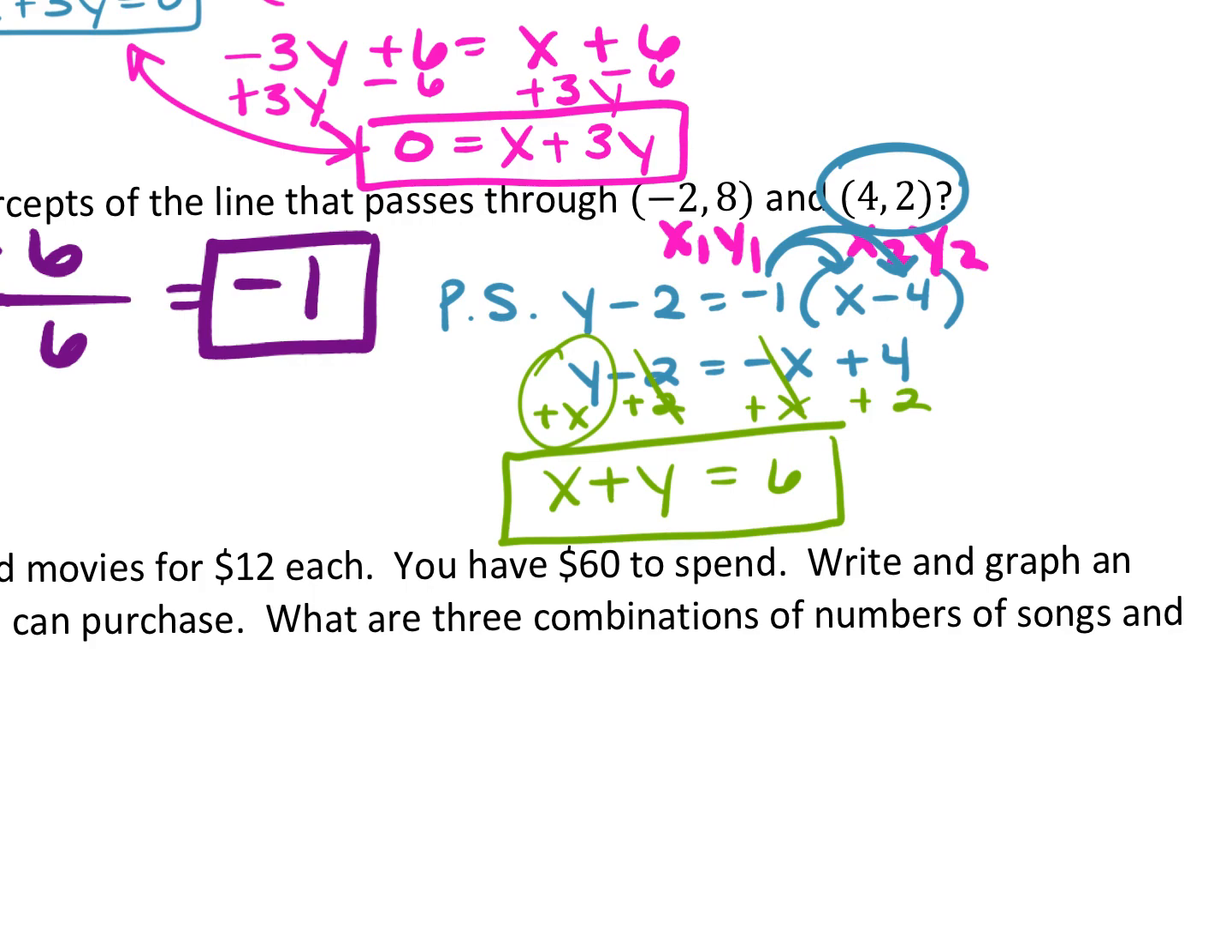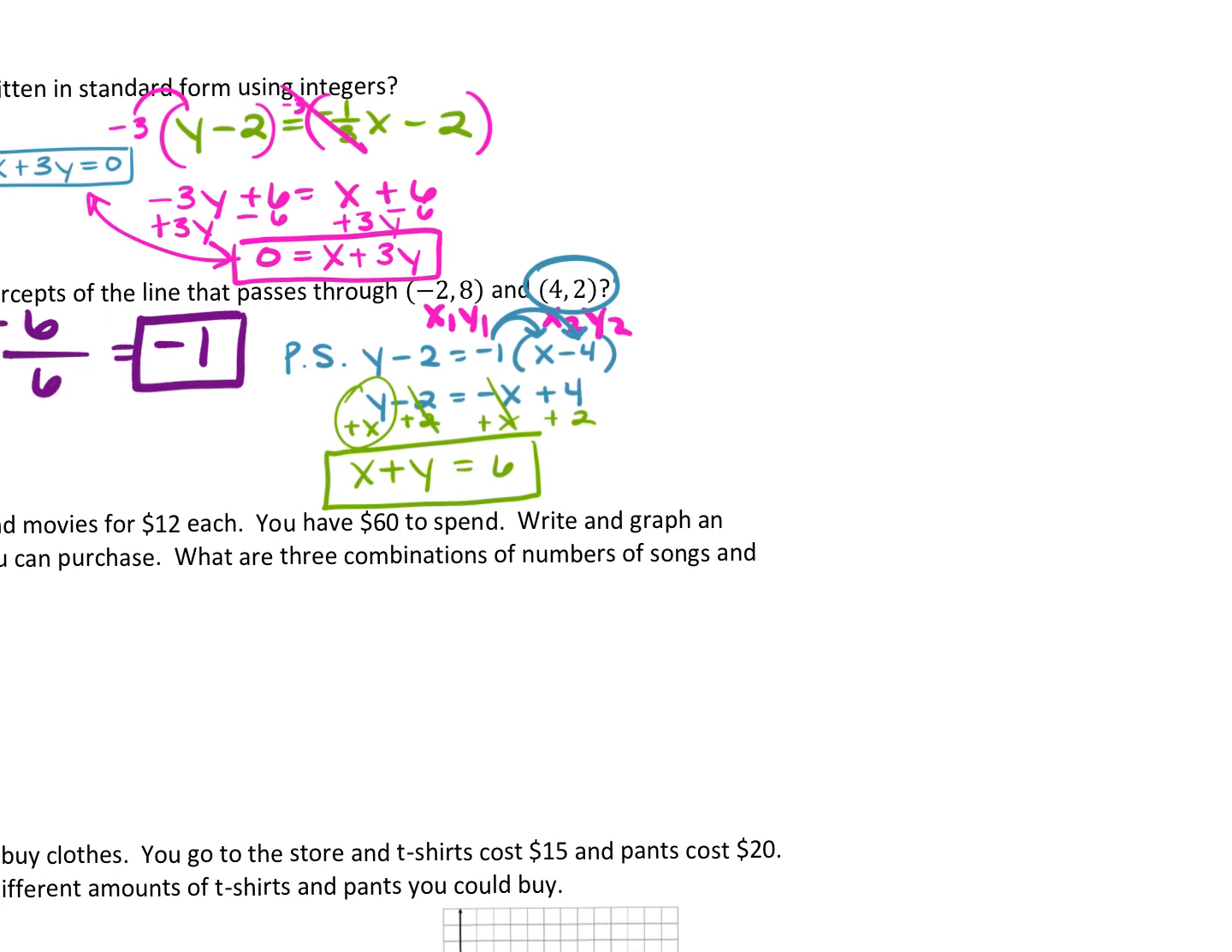If you like slope-intercept better, let me show you. Slope-intercept form, we would do y equals mx plus b. What is m? Slope, which is -1. So if I'm going to do this using that same point, this is your x, this is your y, so it would be 2 equals -1 times 4 plus b.